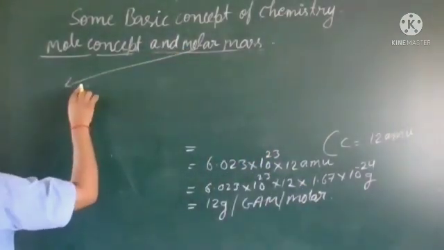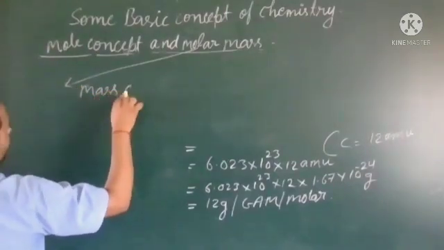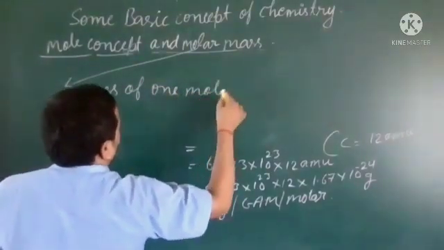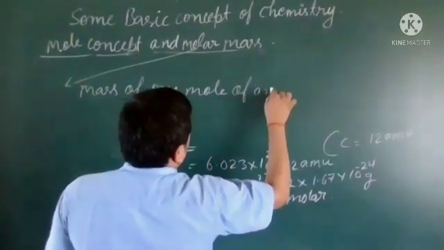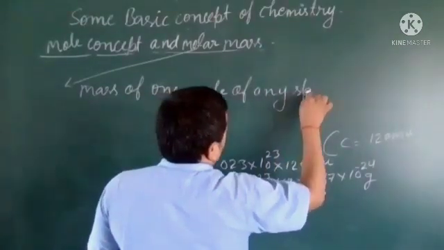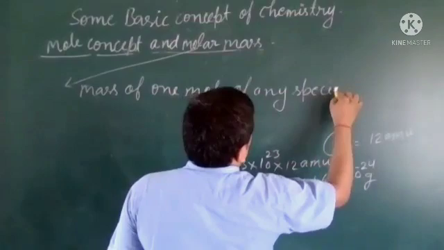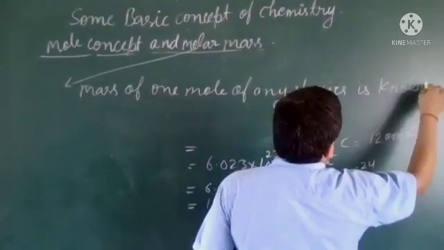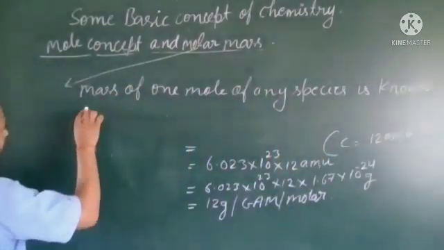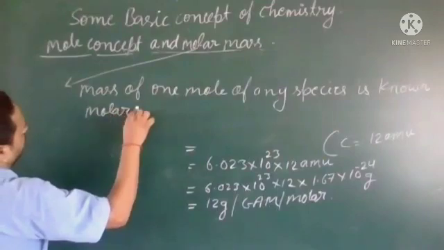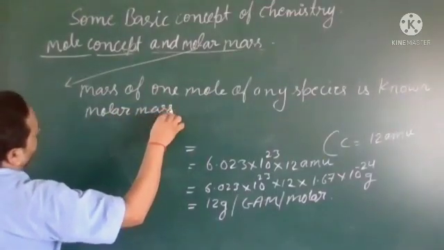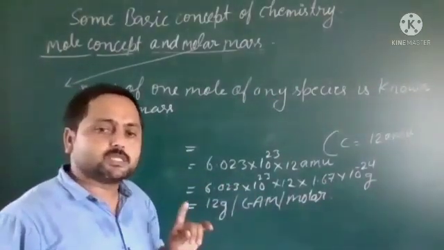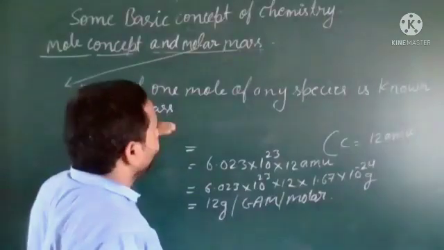Molar mass: mass of 1 mole of any species is known as molar mass. Mass of 1 mole of any species is known as molar mass. This is the definition of molar mass.